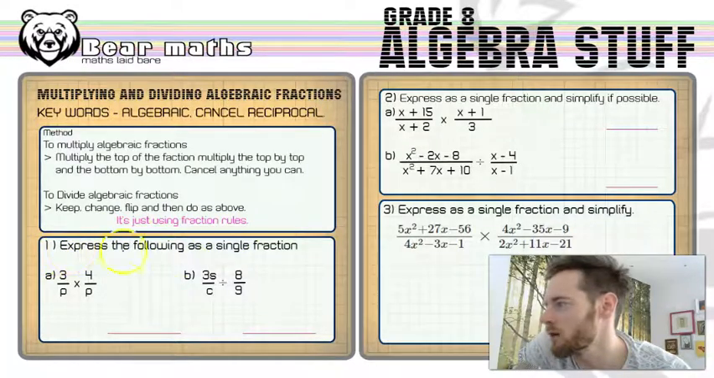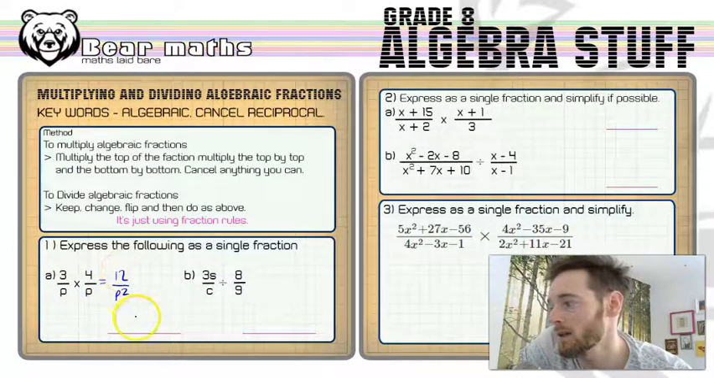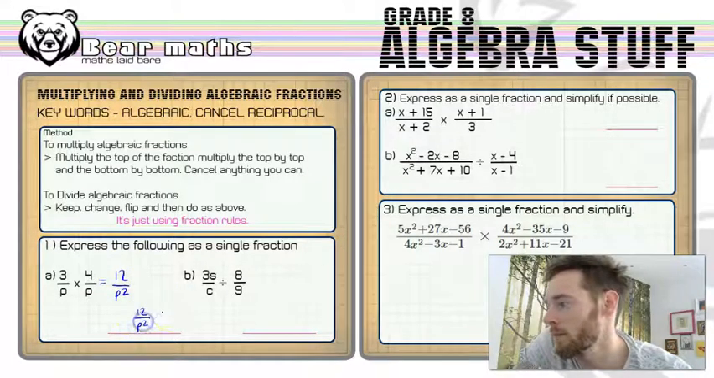Now, express the following as a single fraction. This is just doing the top by the top, and that's going to give us 12. This is going to give us p times p, which is p squared. And by now we should be cool with that. And that's it, literally nothing else we can do there. So 12 over p squared, happy days.